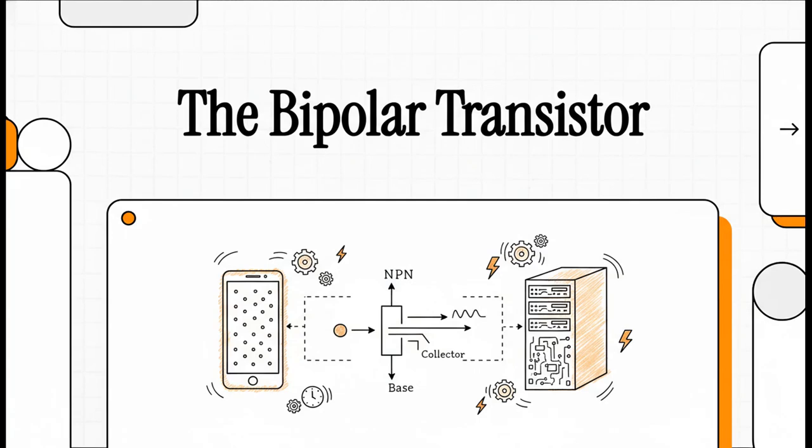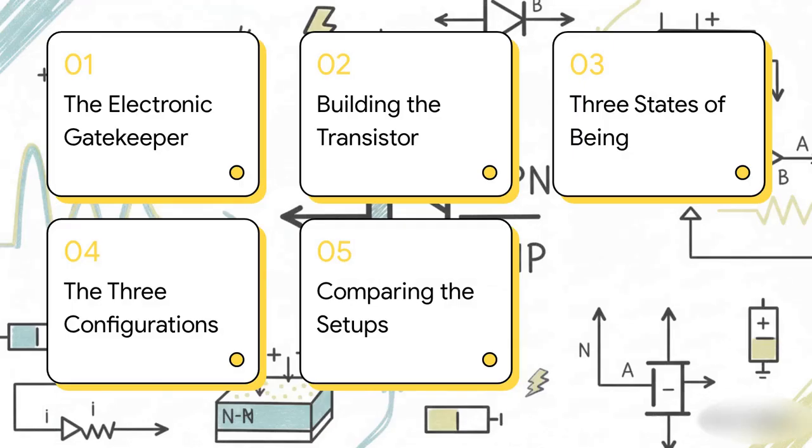Everything from your phone to the biggest supercomputers, it's all built on a foundation of these tiny, microscopic switches. They're flipping on and off billions of times a second. Today, we're going to pull back the curtain on that one fundamental component that makes it all possible, the bipolar transistor.